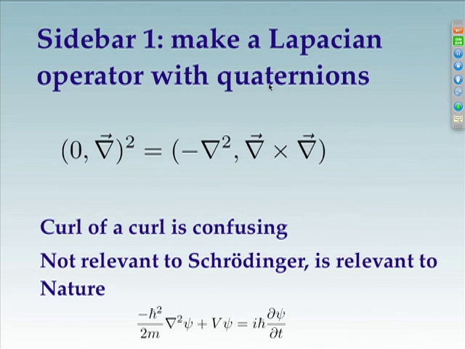So we're going to have a couple sidebars here. The first one is that we want to make a Laplacian operator as quaternions. And so all you have to do is really square one of those. But you get the curl of a curl. And it's actually not relevant to the Schrödinger equation. But it's nice to know that anytime you see a Laplacian, in the back of your mind you should go, there's a curl of a curl over here. I know you don't want to look at it because it's scary, but that's too bad. I bet nature uses that.